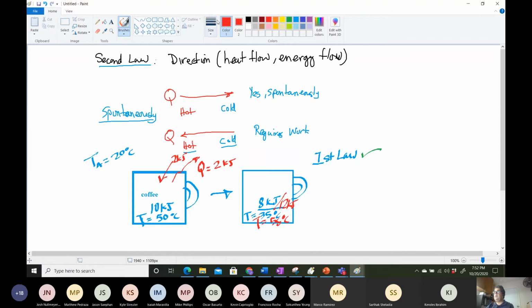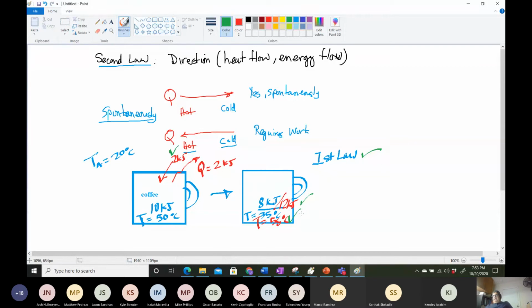But lo and behold, the first law is still okay with this. The fact that energy can go from cold to hot is okay with the first law. The first law doesn't have anything to do with that. You just have to account for the energy. So if I gain 2 kilojoules and now I have 12 kilojoules, I'm okay. The first law is okay.